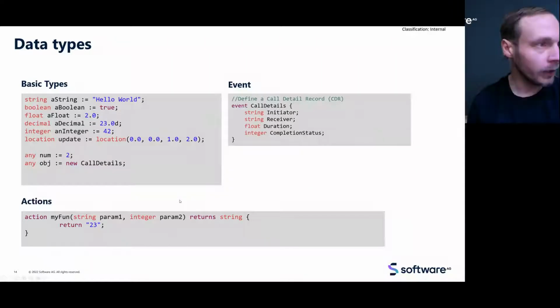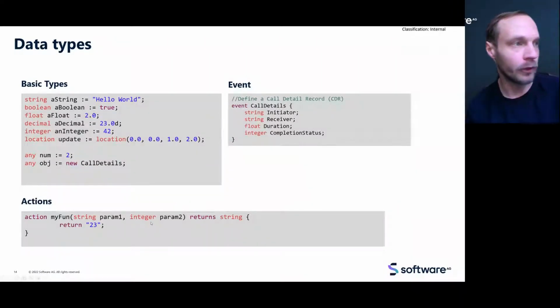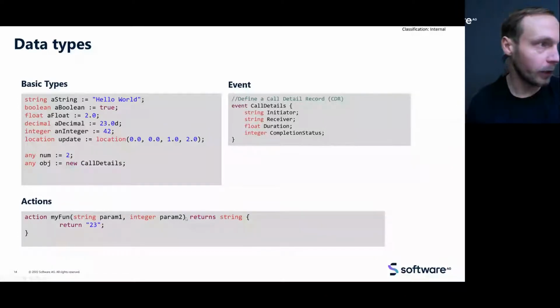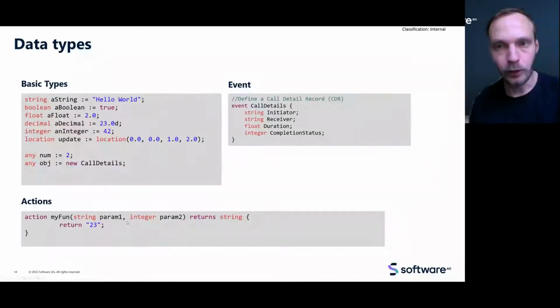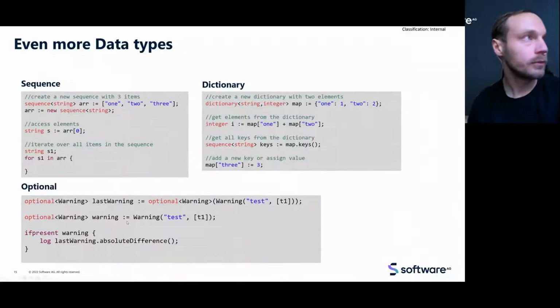So that's an event. And then the actions look like this, not too far from what you've seen in other languages as well. It's just called an action. We give it a name and some input parameters. Then we define what it returns. If it doesn't return anything, we don't define anything. And then we return a value or not.